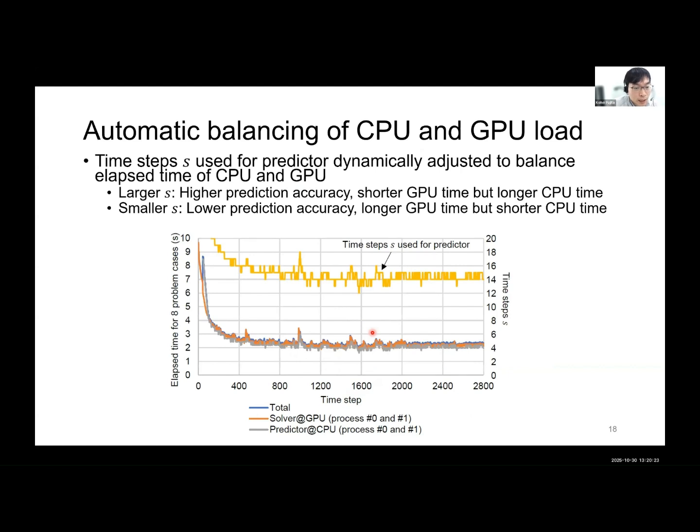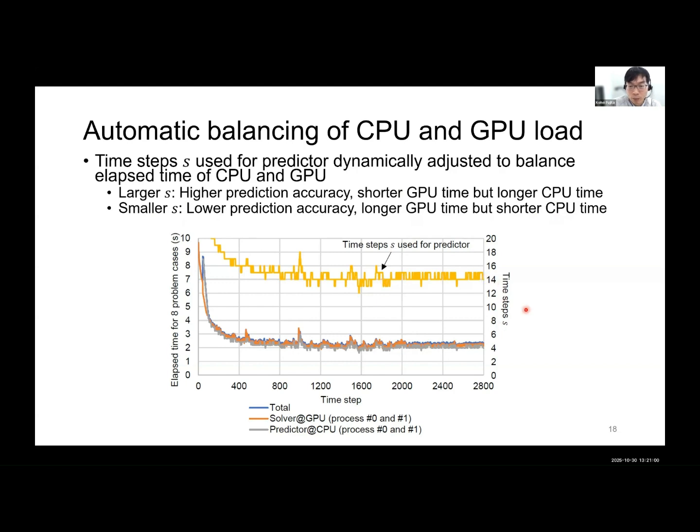This is showing the automatic balancing of the CPU and GPU. If we use a larger S, that means we get a higher prediction accuracy, and that means a shorter GPU time. But of course, this requires a longer CPU time for doing the prediction computation. On the other hand, if we use a smaller S, we get a lower prediction accuracy. That means longer GPU time but shorter CPU time. So there is a trade-off between the CPU and GPU time, and we can adjust the number of time steps S used for the predictor.